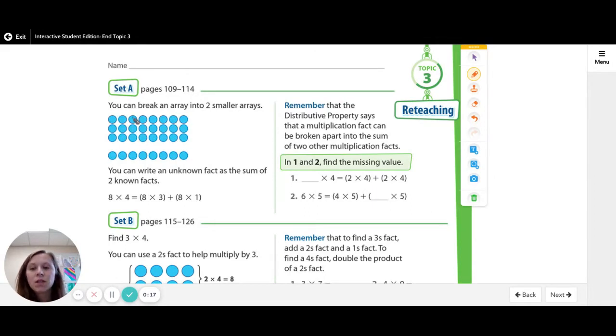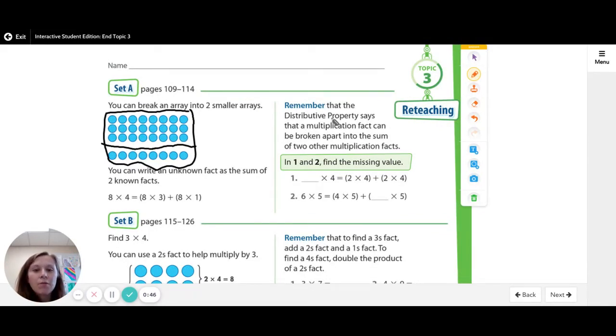So set A, remember we can break an array into two smaller arrays. So they had a large array like this. They had 8 in each row and they had 4 rows. Instead of solving 8 times 4, they broke this up into two different arrays. So they did 8 times 3 at the top, or 3 times 8, and 1 times 8 at the bottom, or 8 times 1, to make 8 times 4 solving easier. So we can always break apart that larger array into smaller arrays.